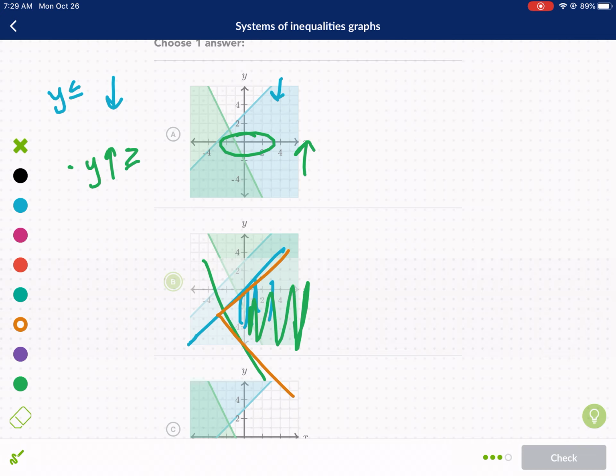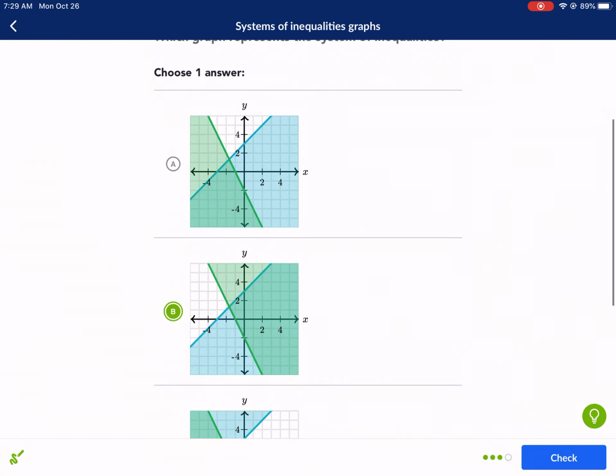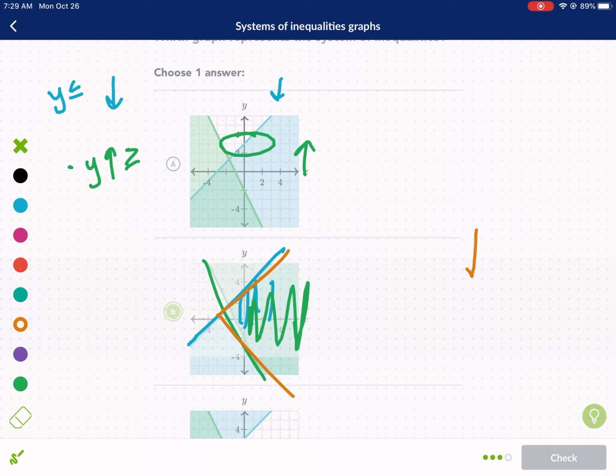Pause it at that one screen if you want. Here, let me see if I can line it up. I think I gotta go like this. There we go. Check that out. That's my solution. This would be my solution area.